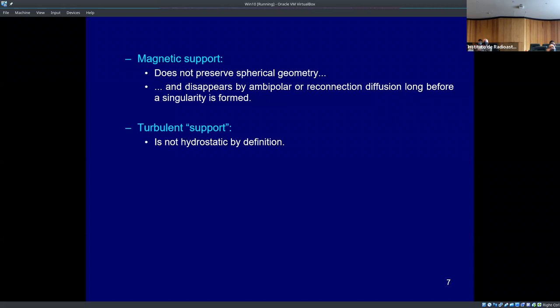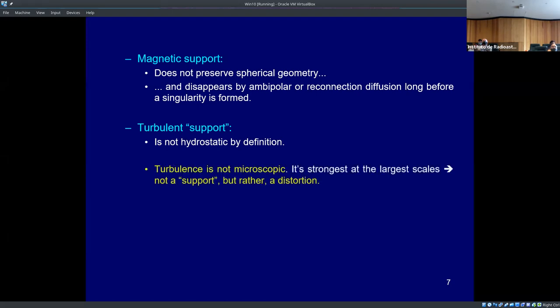People used to imagine turbulence as an additional temperature, so that you have more support than just temperature will give you. But that's not turbulence. Turbulence is motions, it's large-scale motions. It's not microscopic. And in fact, the largest motions occur at the largest scales. So really, it does not provide support for the clouds. You can think of it more as a distortion of the cloud or a core or a clump. So a turbulent core, in our modern understanding of turbulence, is not just a core with an additional pressure. It's a shaking core.